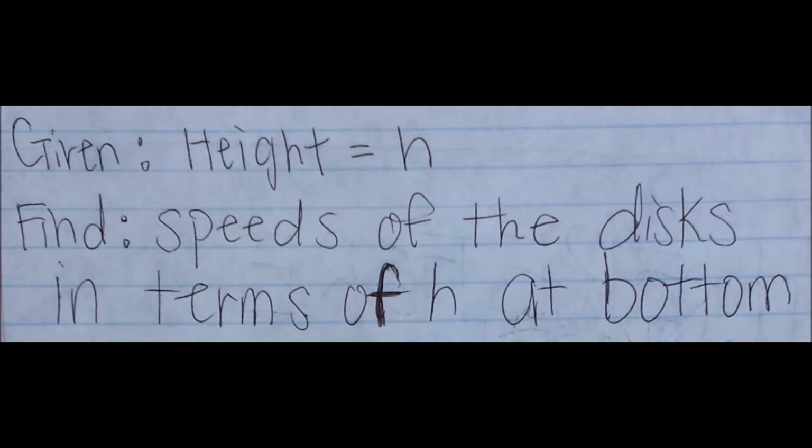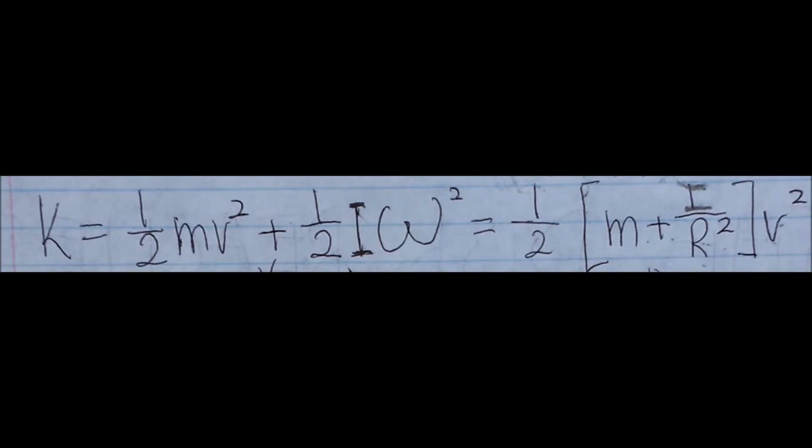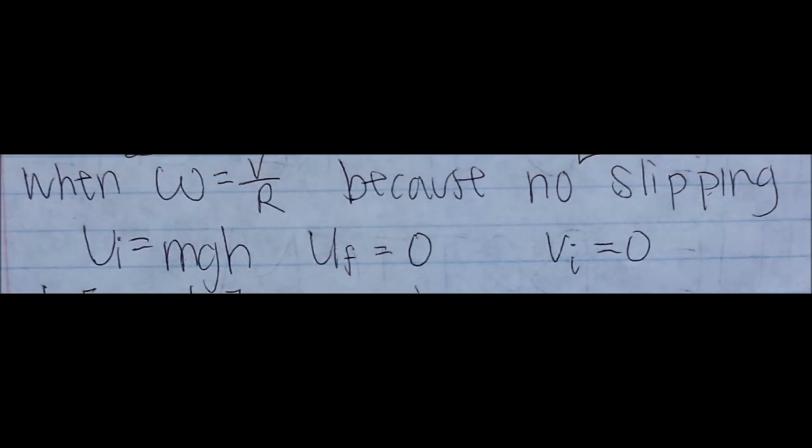You are given height and it is equal to h. You are to find the speeds of the disks in terms of h at the bottom. Using kinematic equations, K is equal to 1/2 mv² plus 1/2 Iω², and then you can simplify that into 1/2 (m plus I over r²) v², when ω is equal to v over r because there is no slipping.